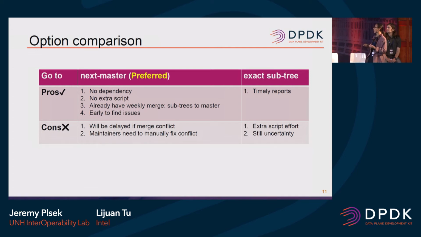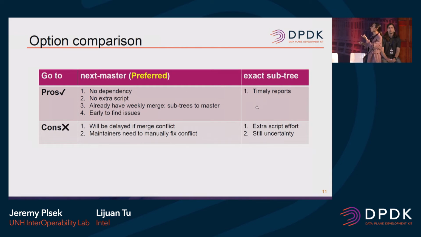And let's look at option 2. The biggest crux of option 2 is the timely reports. When we get the subtrees, we will get the reports as soon as possible. We don't depend on any manual work. It's all automated in the group.